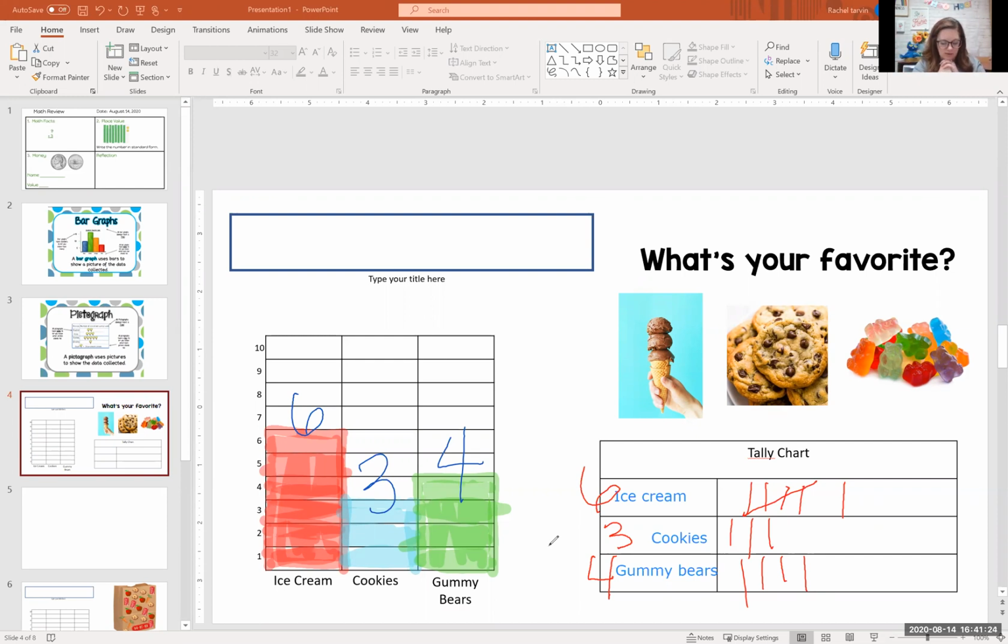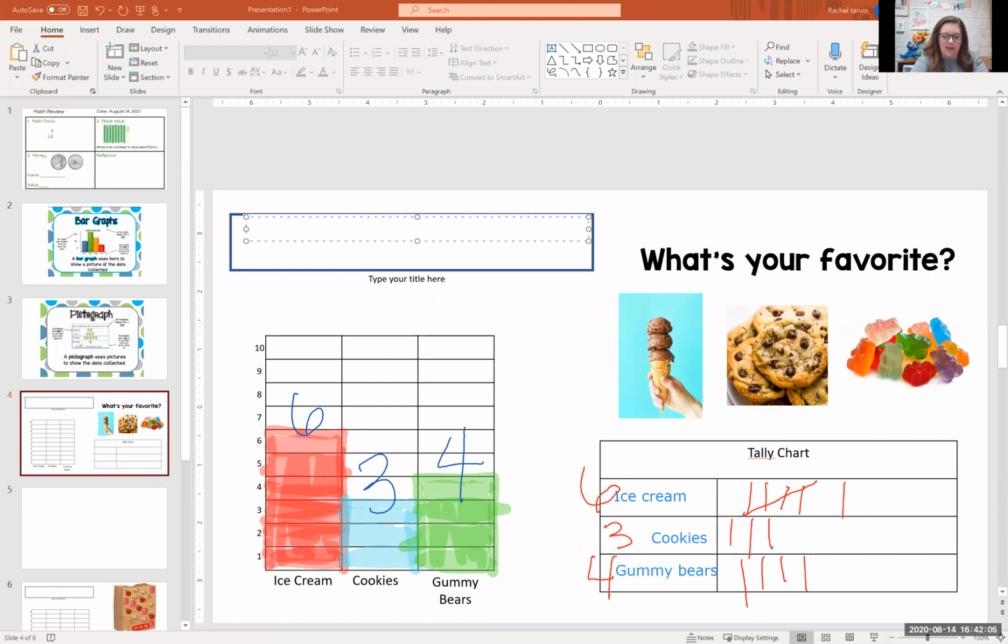Let's think. Would a good title be favorite Jonas Brothers songs? No. Would a good title be our favorite kind of chips? No, this isn't about chips. Favorite food? No, that's not quite specific enough. Favorite treats, favorite desserts, favorite type of after dinner snack, whatever you would like, as long as it matches our data.